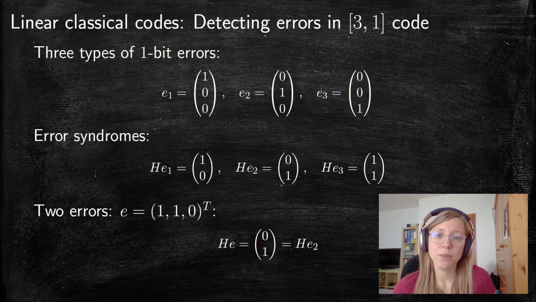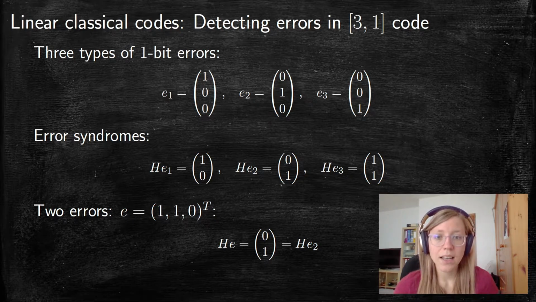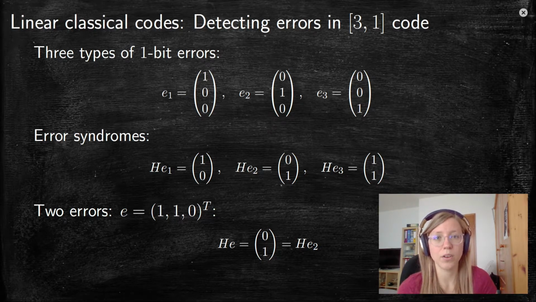But what happens if we have 2 errors? So suppose we have an error in the first bit and another error in the second bit. If we calculate the error syndrome for this error vector, then we will see that the syndrome is the vector 0, 1, which is equal to the syndrome for the error vector e2, where the bit flip only happened in the second bit. So this kind of error correction code can only correct 1 bit error, not 2 or 3 errors.